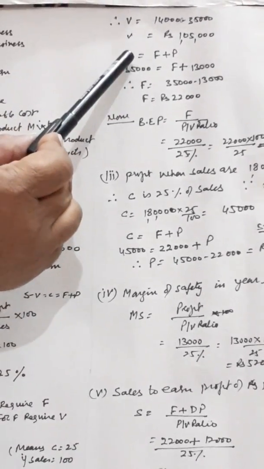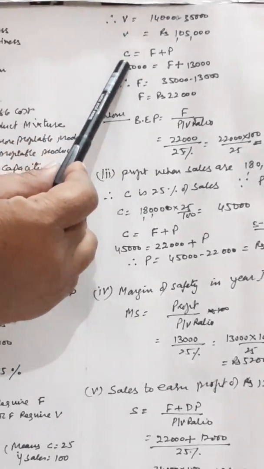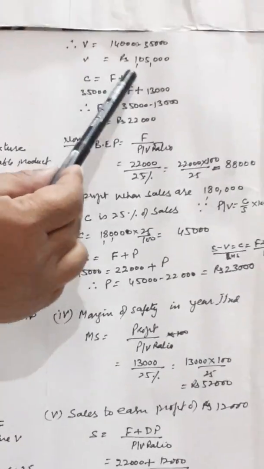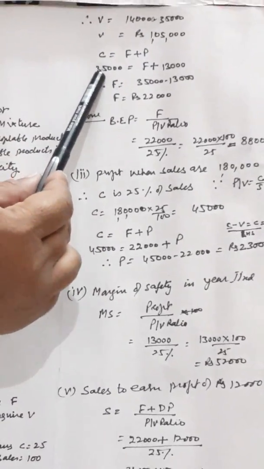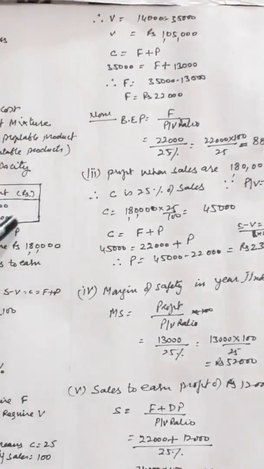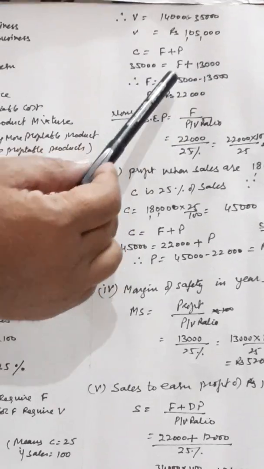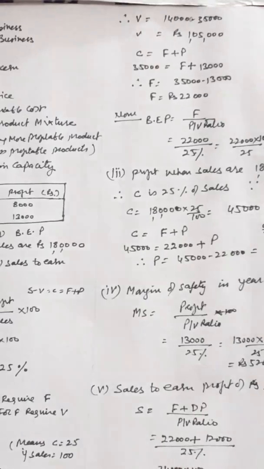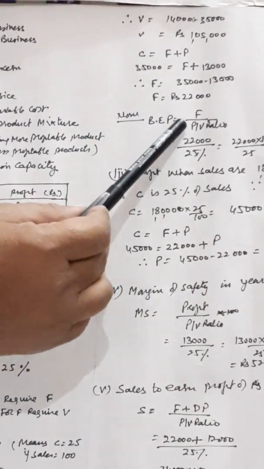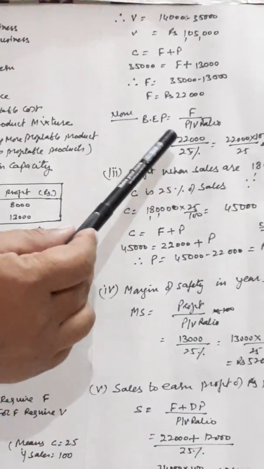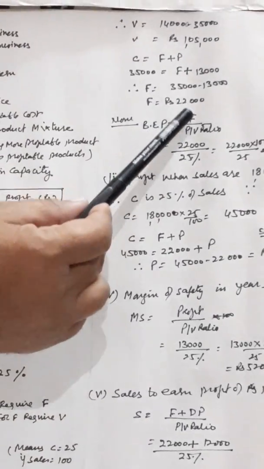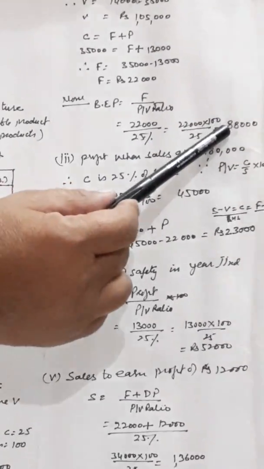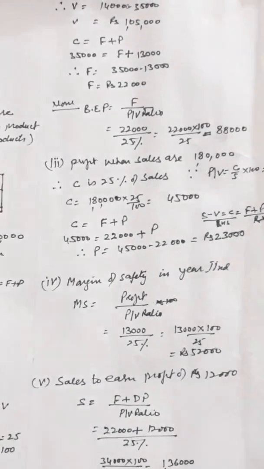Now, by writing down the right hand side of the marginal cost equation, C is equal to F plus P. C is 35,000, F we do not know. Profit in second year is given, 13,000. The fixed cost will be rupees 22,000. Now break-even point is equal to fixed cost upon PV ratio. Fixed cost just calculated 22,000 divided by PV ratio already calculated 25%. It will be 88,000 rupees.